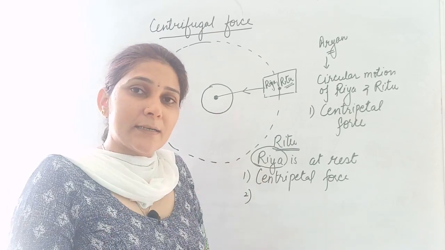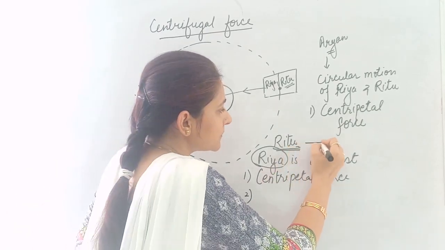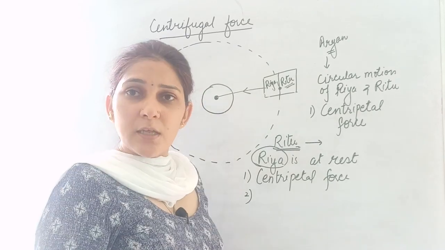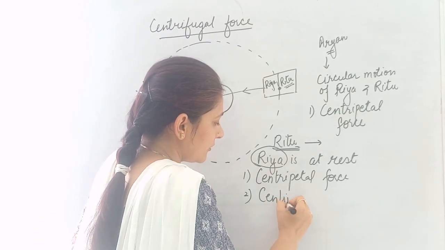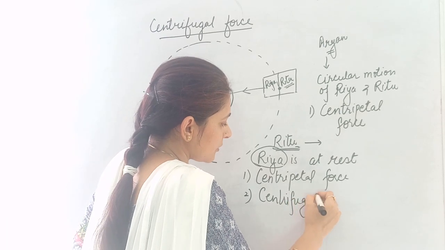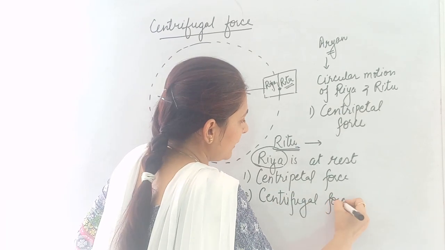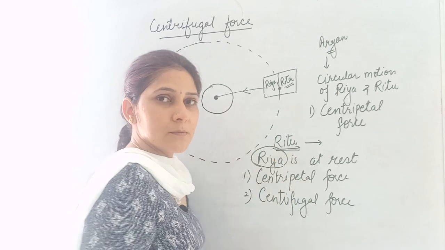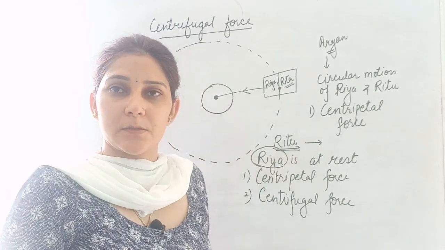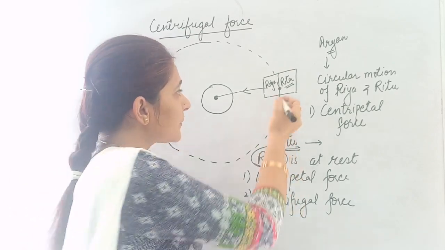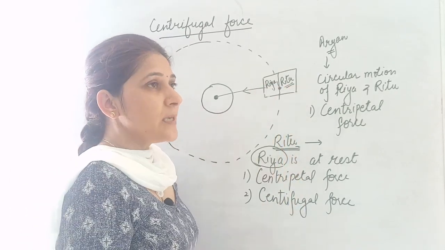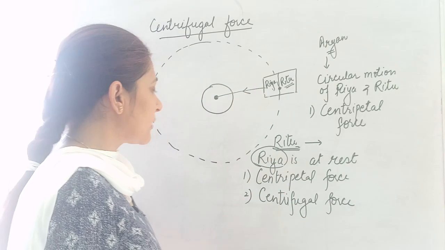And which is that term? Ritu assumed an imaginary force, that is centrifugal force, to explain why Riya seems to be at rest. Why does she seem to be at rest along with her? Otherwise, also let us talk about a general situation.